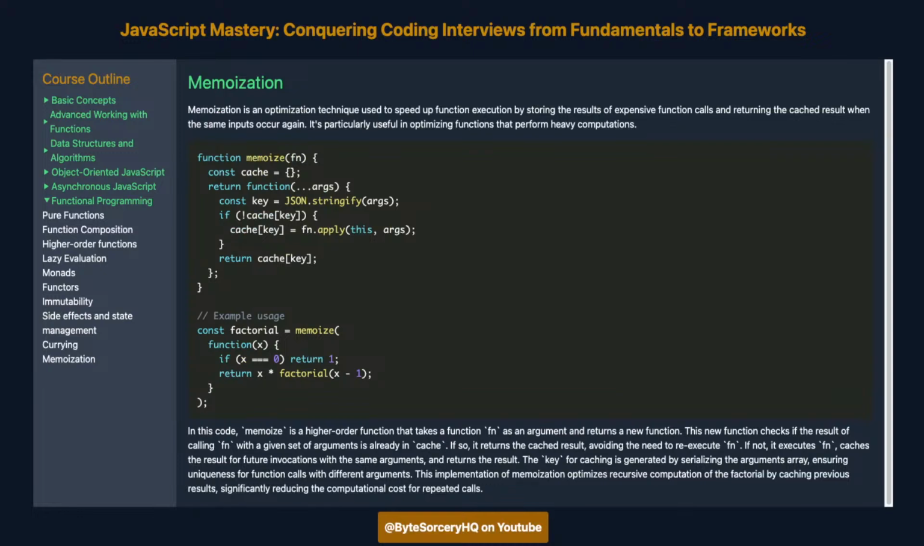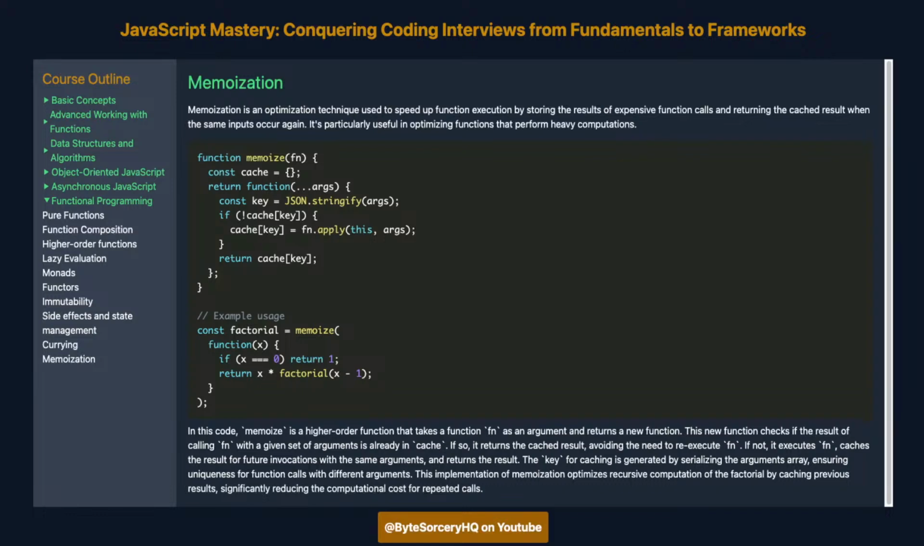Memoization. Memoization is an optimization technique used to speed up function execution by storing the results of expensive function calls and returning the cached result when the same inputs occur again. It's particularly useful in optimizing functions that perform heavy computations.